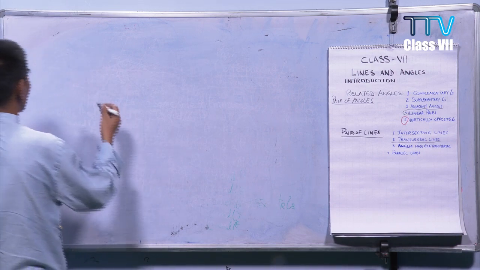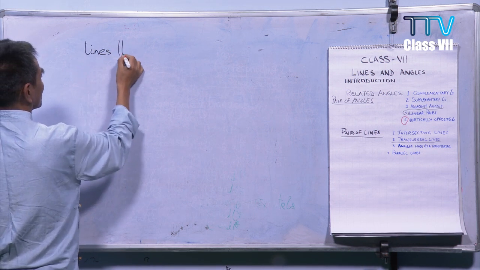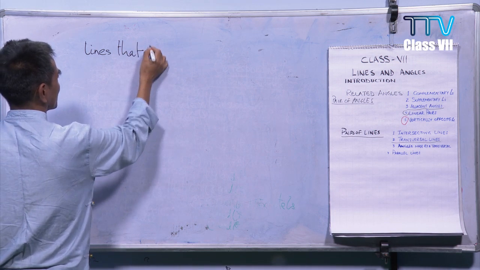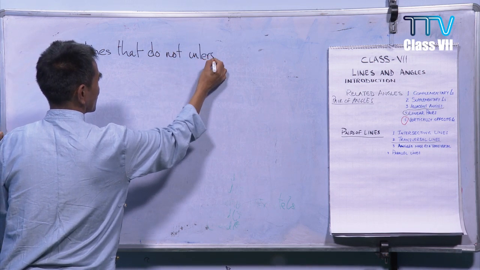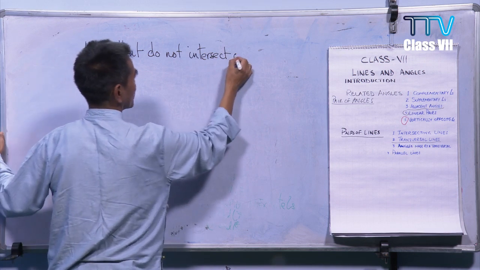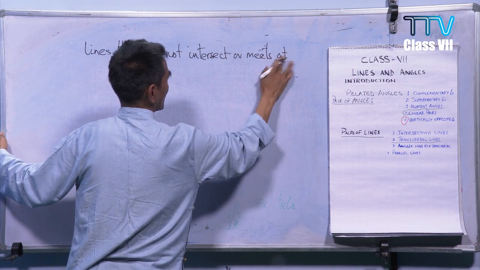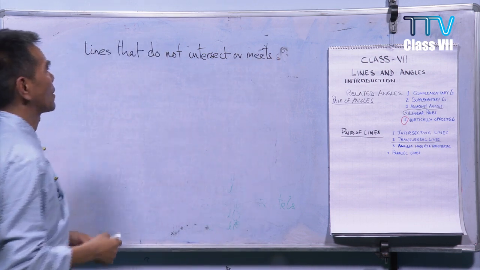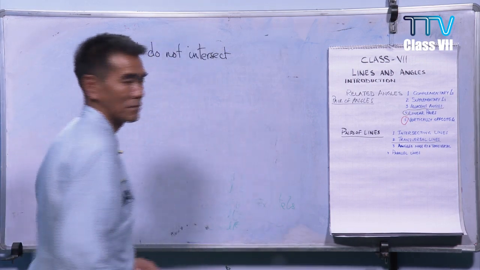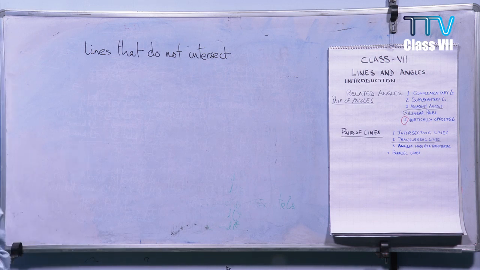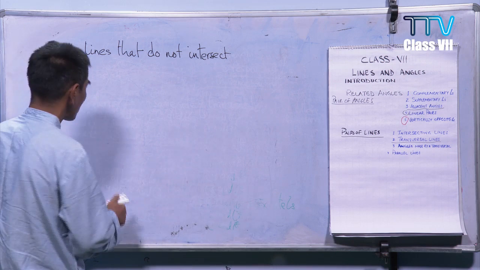The definition of parallel lines, class 6. Two lines that meet at a point intersect. The other case is when they do not meet, do not intersect, and that is a parallel line. Then both lie in the same plane.